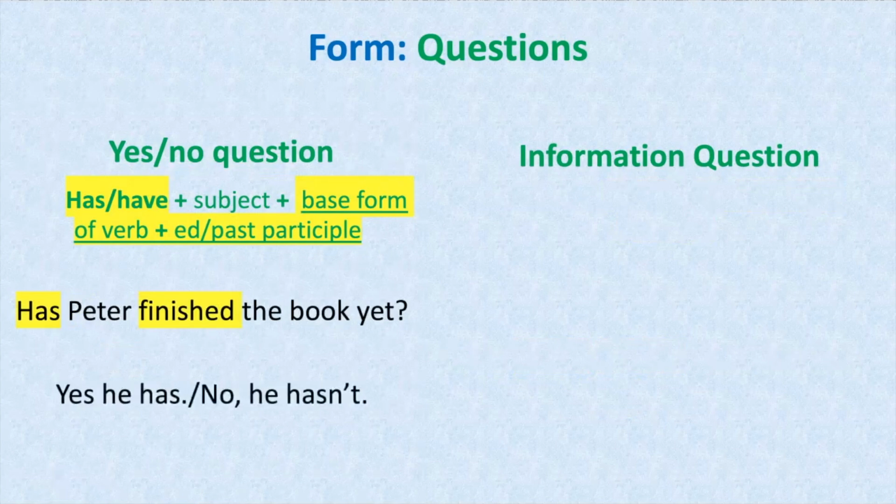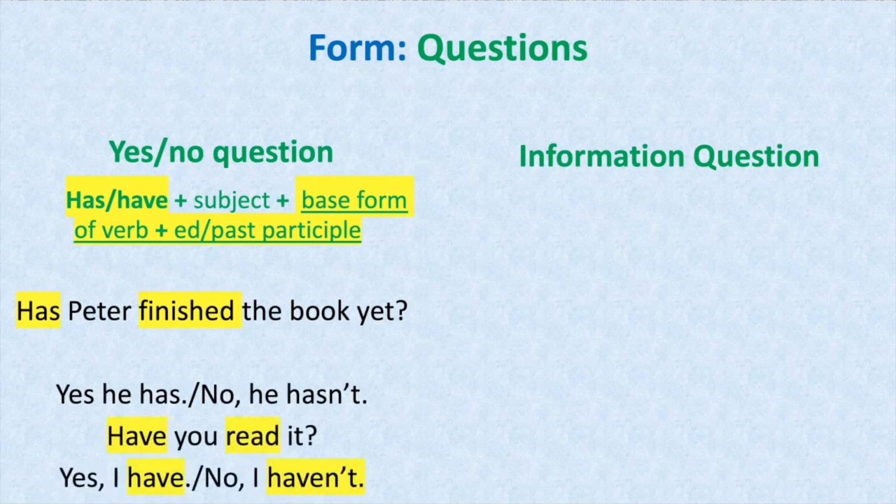Possible options of the answer here is yes, he has, or no, he hasn't. Remember that I'm using has here because Peter is he, the third person singular subject. Have you read it? Yes, I have. No, I haven't. Possible options. I have to use have here because my subject is you.